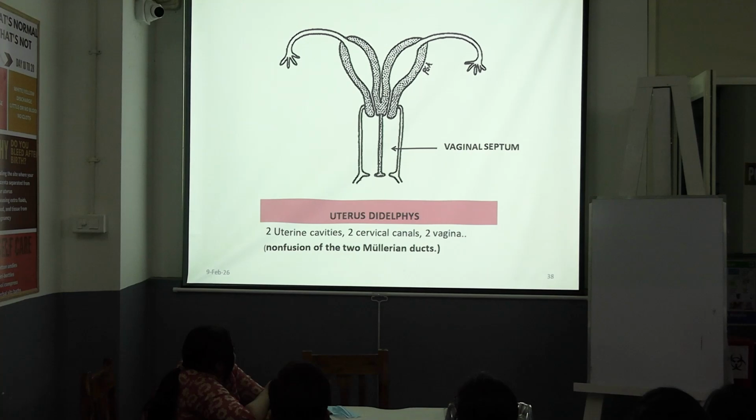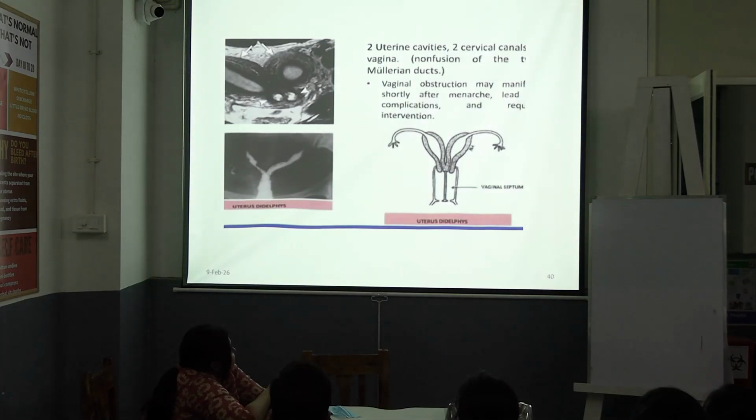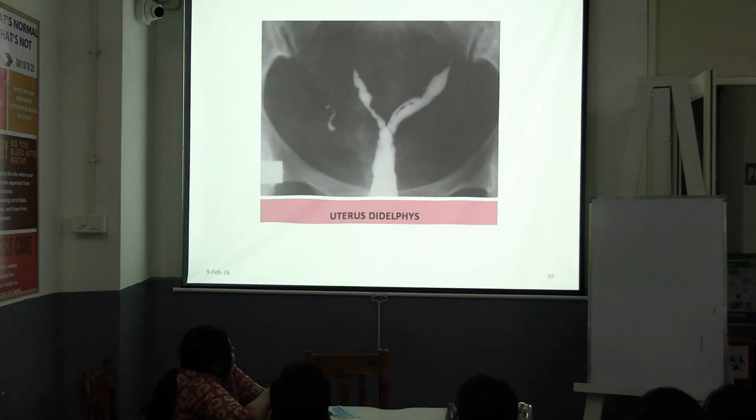This is uterine didelphys. How a didelphys looks like. See, basically it has got two uterine cavities. One side this, one side this. This side the tube is patent, this side the tube is not patent. That's why the tube is not visible.